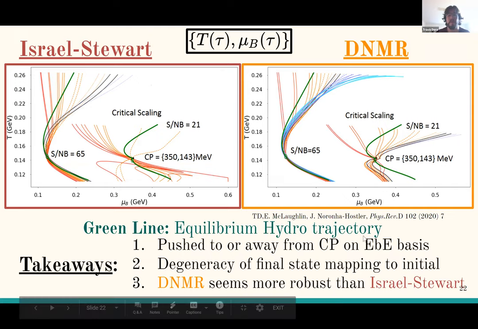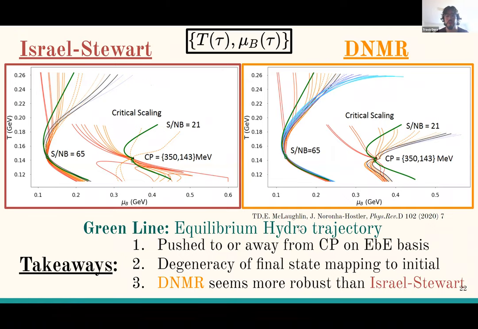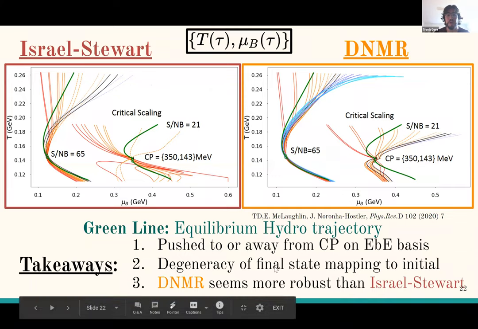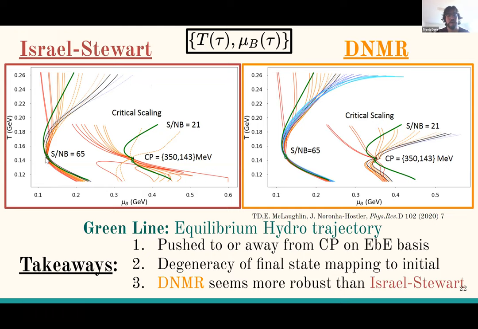Actually, you could have taken that point away from the first plot that I showed, but you can take that point away from here as well. One might be pushed to or away from the critical point on an event-by-event basis. Another important point is the degeneracy of the final state mapping to the initial state, right? Since all of these states pass through the same final freeze-out point, will they look the same to us in the detector? That's an open question, but certainly this study hints that they might, right?